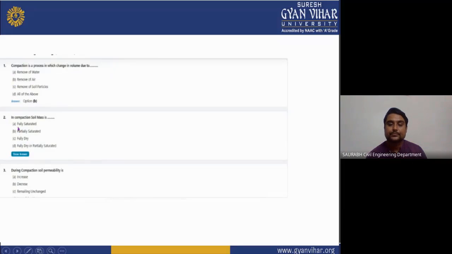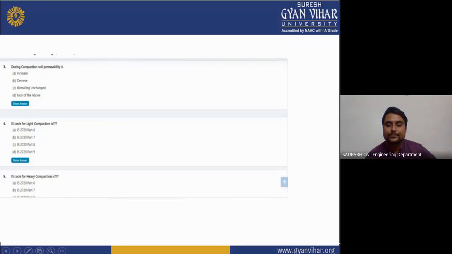Now we will see: in compaction, soil mass is... It is asking what will be the effect on your soil mass in compaction. First is fully saturated. Second is partially saturated, then fully dry, and the last one is fully dry and partially saturated. Let's see what your right answer will be. The right answer will be fully dry and partially saturated. This is a very important question, and it may be asked in government exams, so you need to remember the answer and the meaning of soil mass.